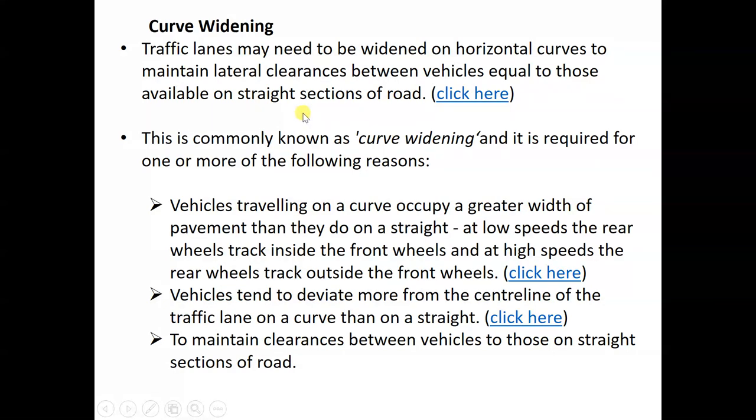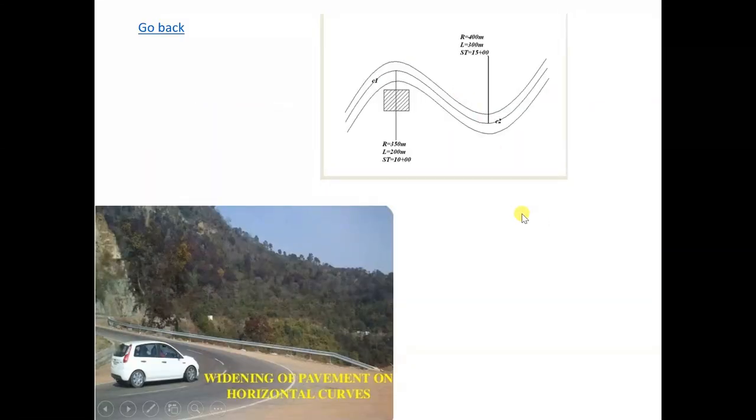the vehicle will try to occupy more space. So they need to widen the curve, because it occupies more space. For example, on a hairpin curve you usually need to widen the curve. Let's say the normal width of the lane is 3 meters. At the curvature, you might want to increase it to 3.5 meters wide.